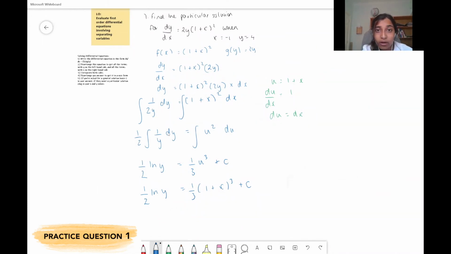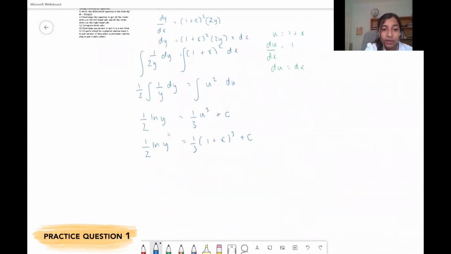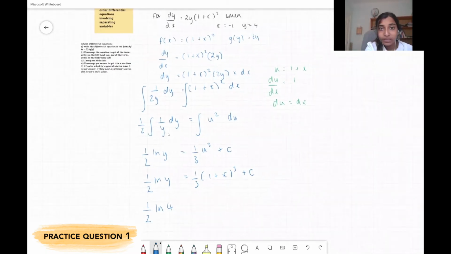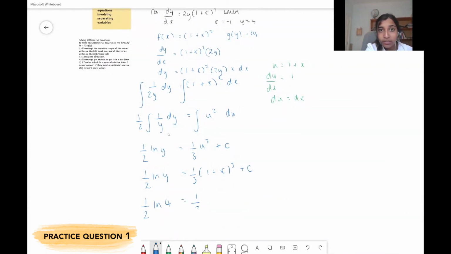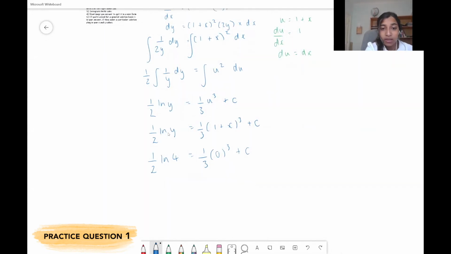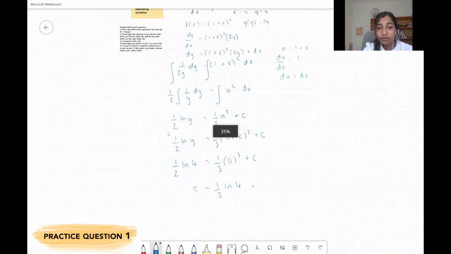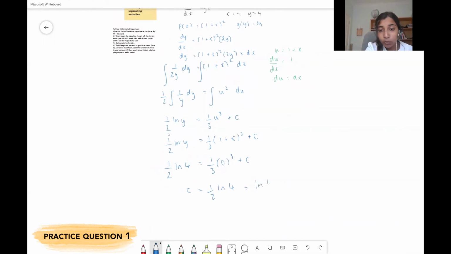So we want to plug in our y equals 4 and our x equals minus 1. So if we do that, we get a half ln 4 is equal to a third, 1 minus 1, that's just 0 cubed, plus c. So that means c is just equal to half ln 4, which is the same as ln 4 to the power of a half, which is just ln 2.